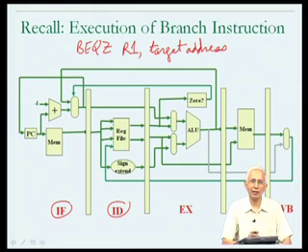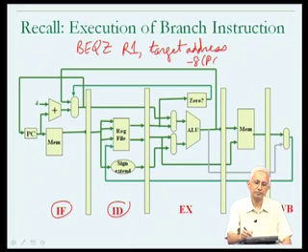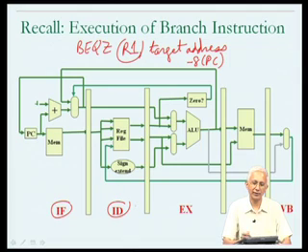Branch if equal to 0 R1 target address. The target address is specified as a displacement from the program counter, so I'll write it in that form. When this instruction is fetched and subsequently decoded, during decode the instruction will be properly understood and the contents of its operand register, in other words R1, will be read from the register file.